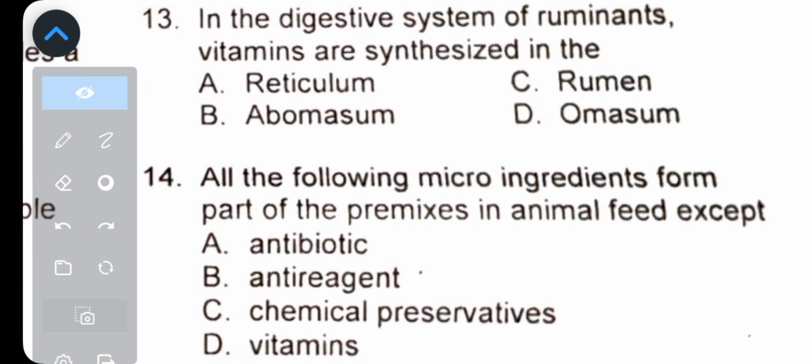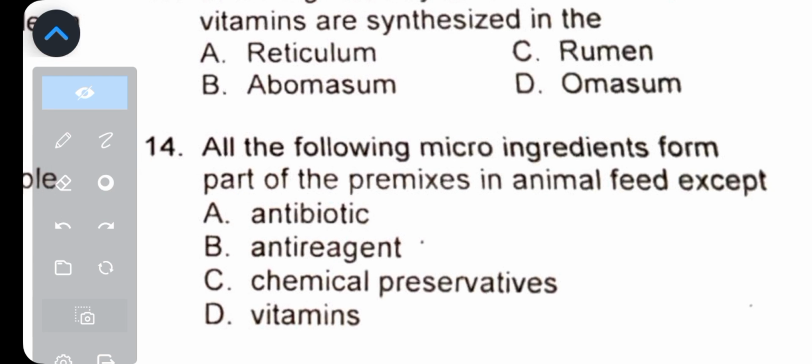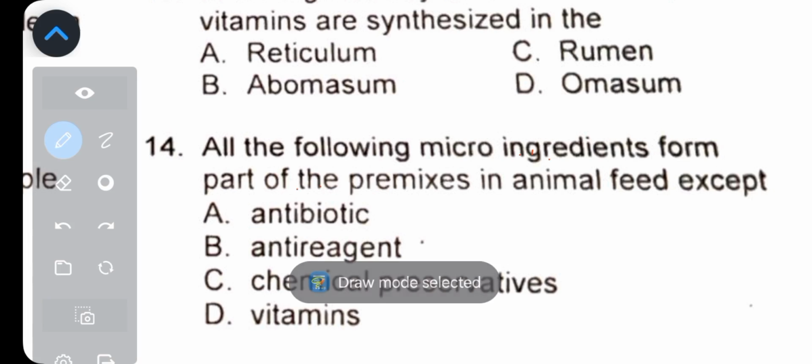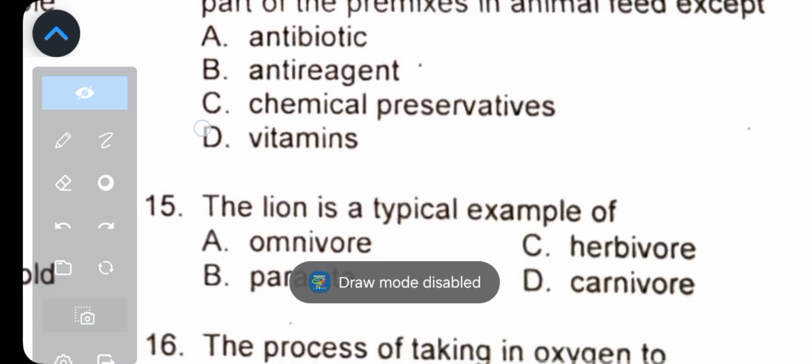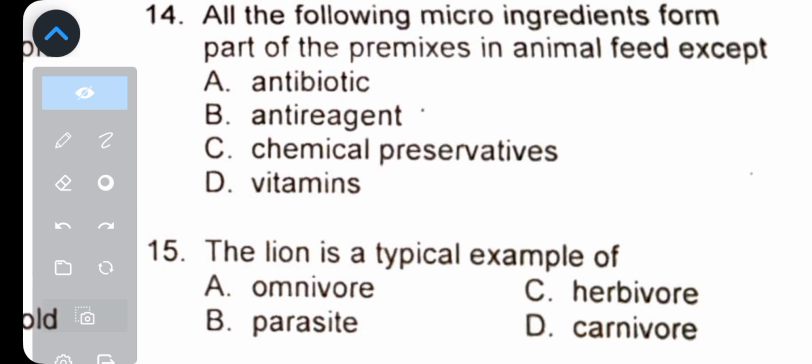Question 14. All the following micro-ingredients form part of premixes in animal feed except A, antibiotic, B, anti-reagent, C, chemical preservatives, D, vitamins. And the answer to this question is B, anti-reagent.